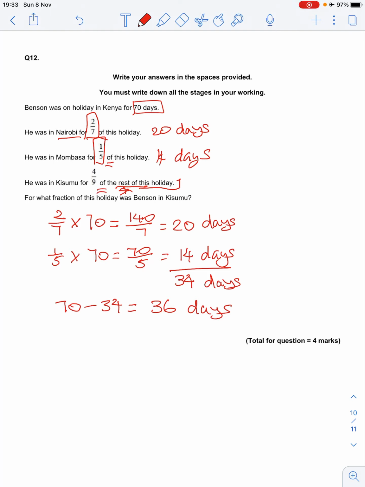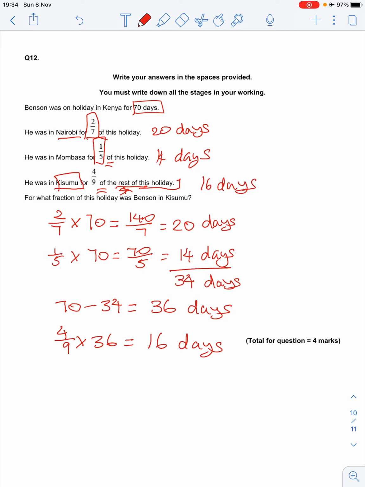So remember, of means multiply. So 4 over 9 multiplied by 36 equals 16 days. So he was in this place for 16 days.